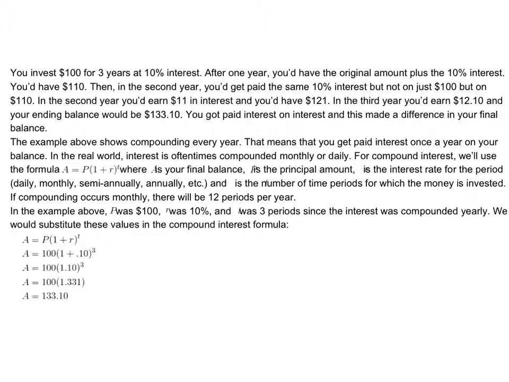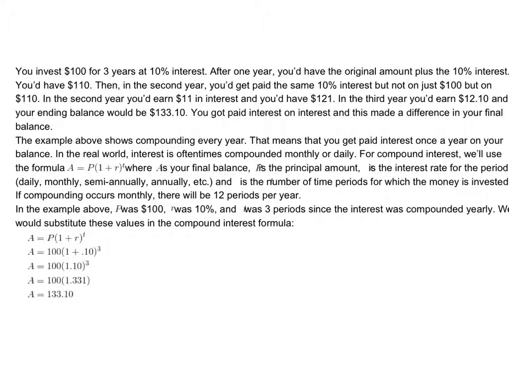The example above shows compounding every year. That means you get paid interest once a year on your balance. In the real world, interest is sometimes compounded monthly or daily. For compound interest, we'll use the formula A is equal to P times (1 plus r) raised to the t, where A is your final balance, P is your principal amount, r is your interest rate as a decimal for the period, so daily, monthly, semi-annual, annually, etc., and t is the number of time periods for which the money is invested.